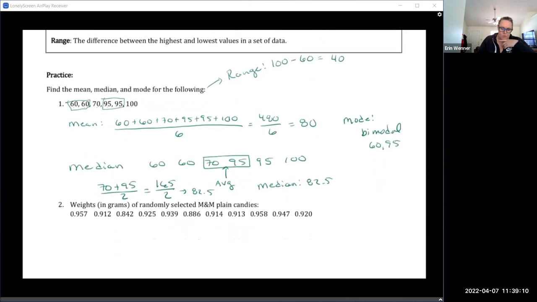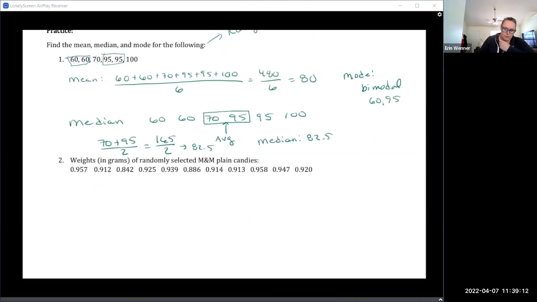So I want you to think about what we did in number 1, and I want you to find the mean, the median, and the mode. So unfortunately for the median, these are not in numerical order, so you'll have to put them in numerical order.